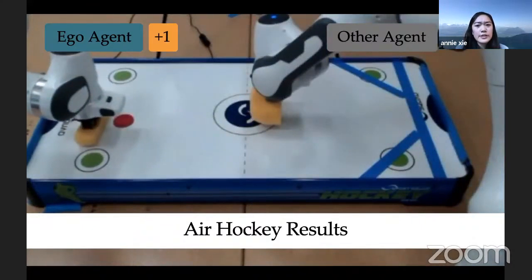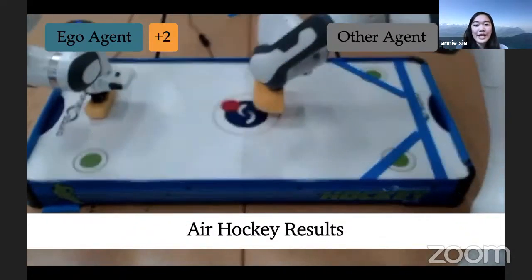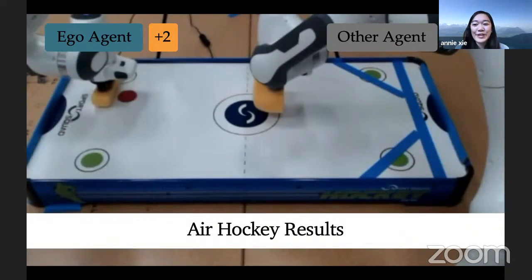So the ego agent earns +1 reward for blocking the puck. And now let's pretend the robot has an easier time blocking on its left side for some reason. And so it earns +2 reward for blocking shots that come down the left side. And this means that influencing the opponent to aim to the left side more often will lead to higher long-term rewards.